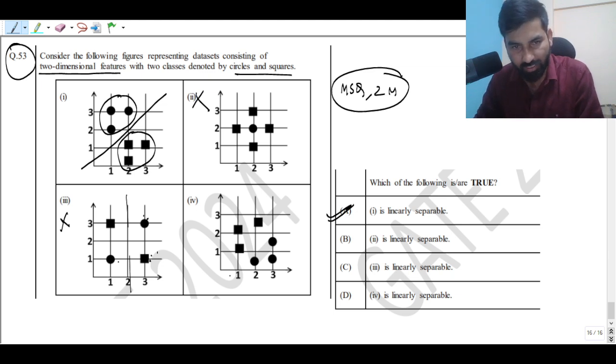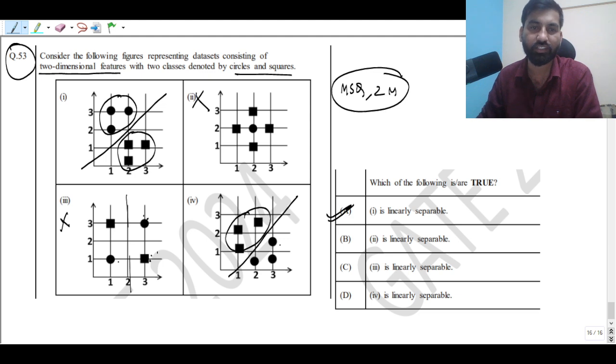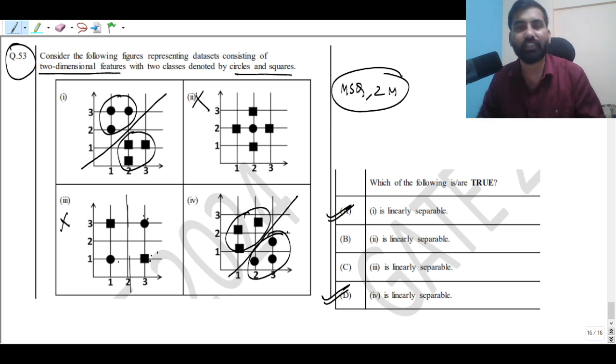And can we draw the line here? Yes, we can draw a straight line here as well. So we are able to classify the data here. So I think option A and option D will be the correct answer. I think this is clear, right? What you have to keep in mind always is that linearly separable in the machine learning paradigm is nothing but two classes of data that can be separated by a single decision boundary. The decision boundary can be a straight line in a two-dimensional plane, a plane, or a hyperplane.